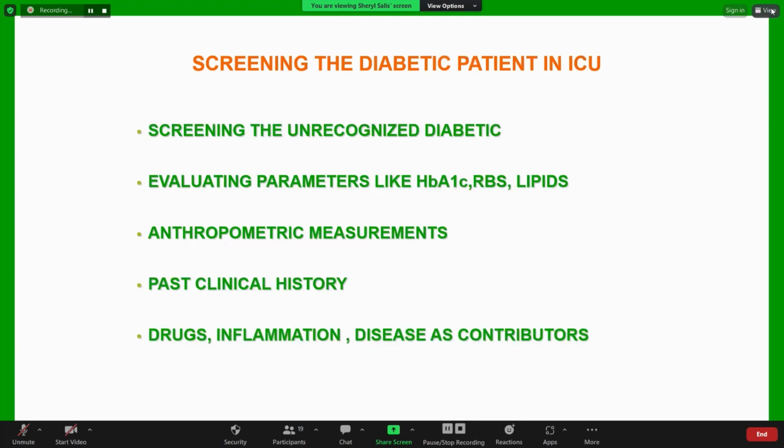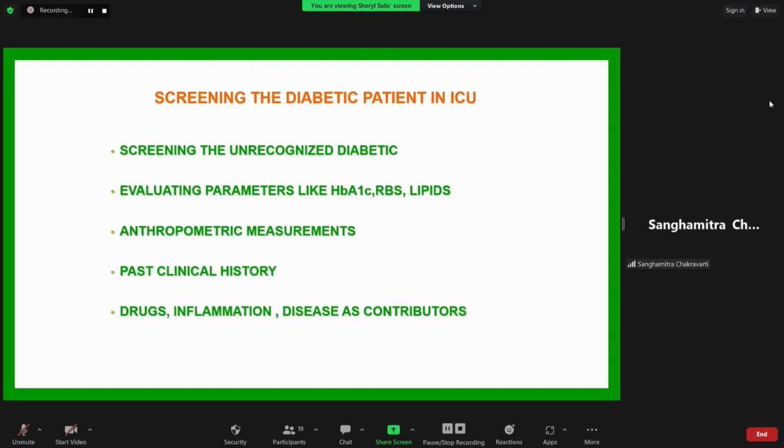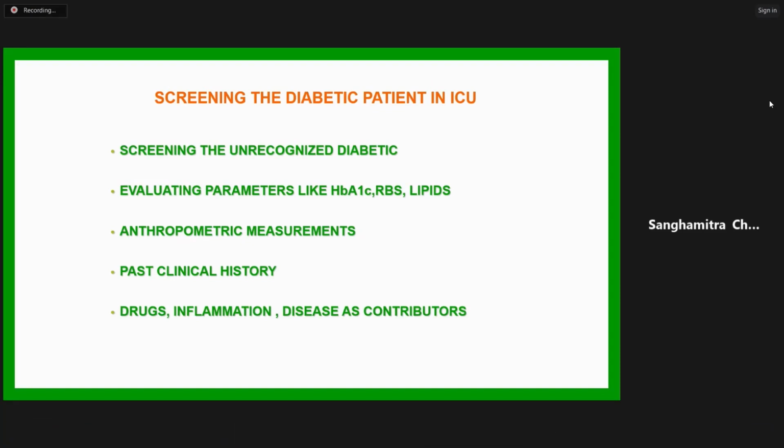Next slide. So how do we first start? To begin with, screening the diabetic patient in the ICU is very important because not all patients will come to you with the typical glycemic symptoms. You may have patients who were not diabetic earlier, but they show very high sugar levels. So screening the unrecognized diabetic is very, very important.